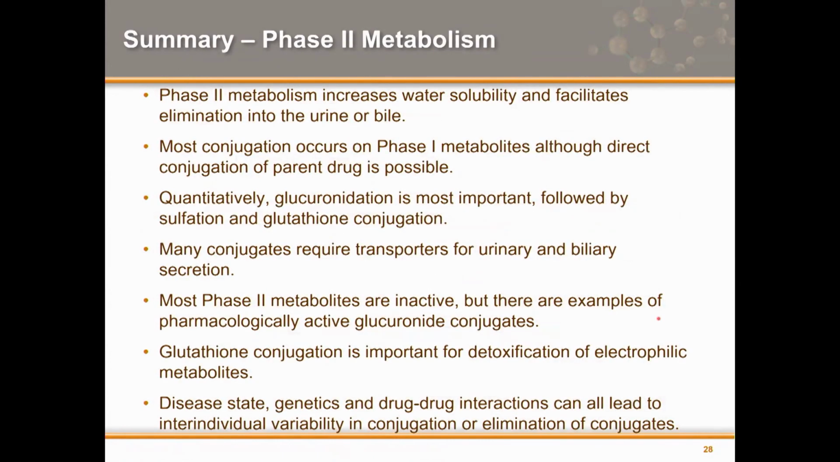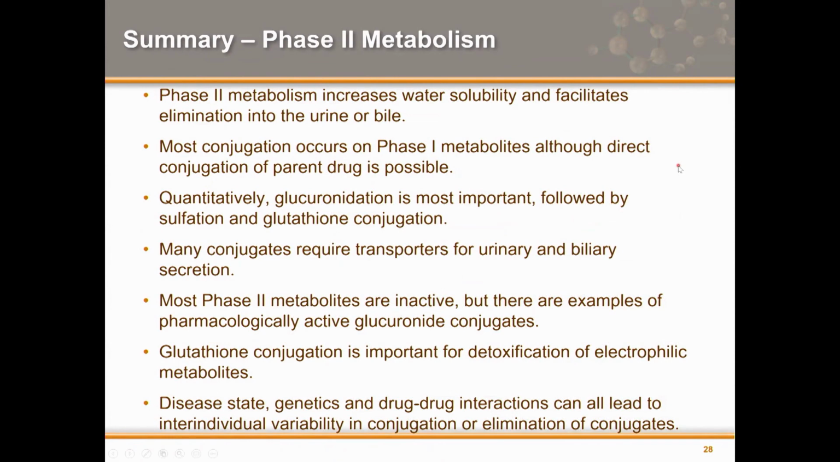So let me summarize the major points that were made in this lecture. Phase 2 metabolism is an important mechanism for increasing water solubility and facilitating elimination of drugs from the body, both in the urine as well as in the bile. Most conjugation reactions occur on metabolites that have been formed through a phase 1 reaction, typically a P450 mediated phase 1 metabolite, although there are examples of direct conjugation of parent drugs, for example, morphine as well.